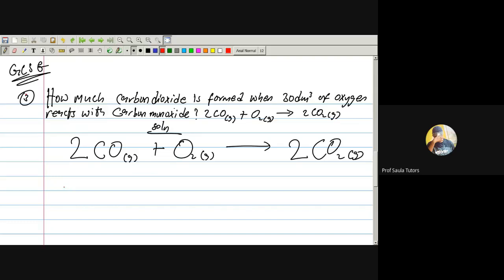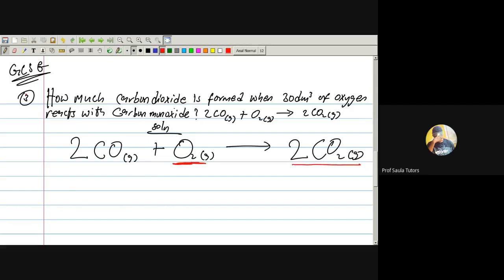Good. So let's go. How much carbon dioxide is formed when 30 dm cubed of oxygen reacts with carbon monoxide? Now check, they are telling you how much of this is formed when 30 of this reacts.